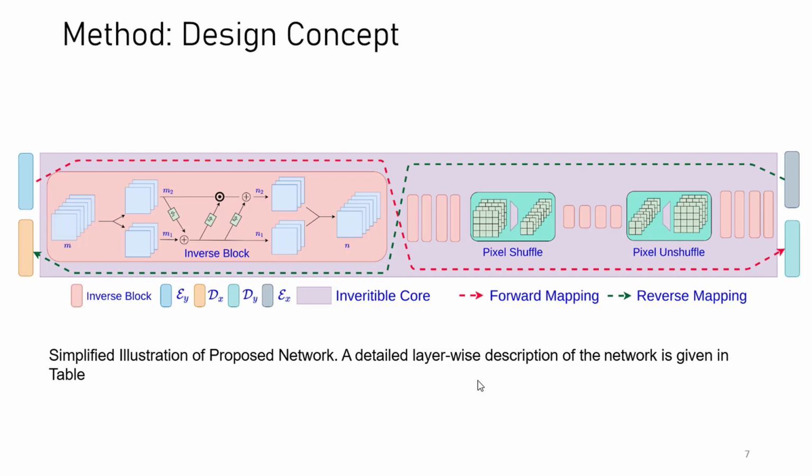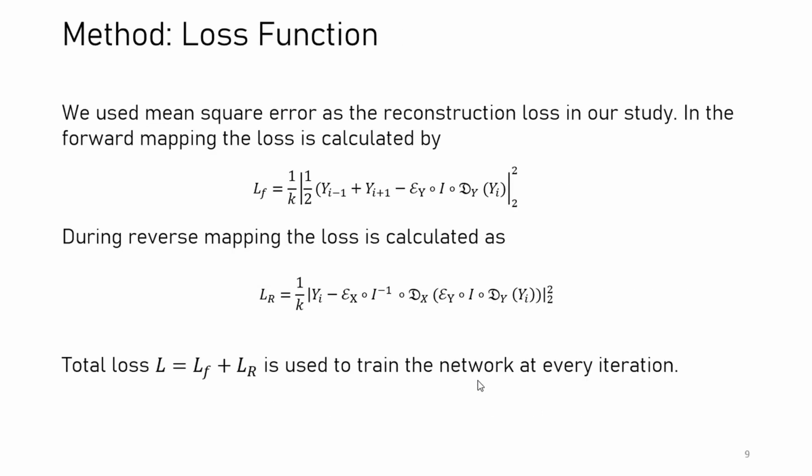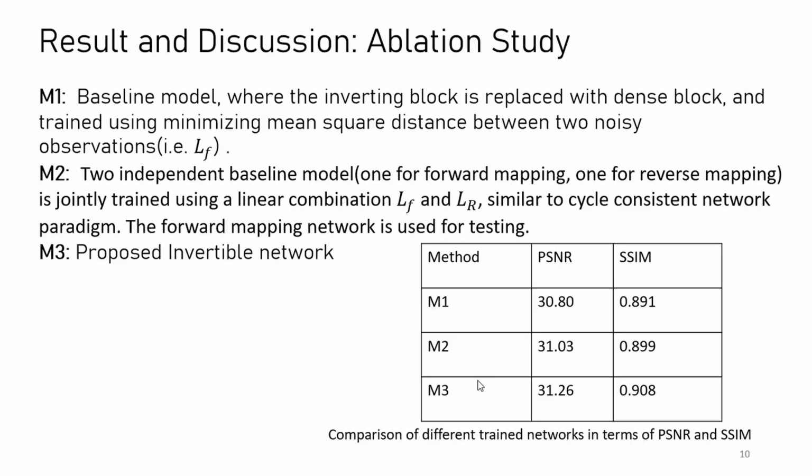Here is a graphical representation of the proposed method. These are the different components used in the method. During the forward pass, MAE loss between the input and the average of Yi minus 1 and Yi plus 1 is used, and for reverse mapping, MAE loss between the output of the reverse map and the original noisy image is used.